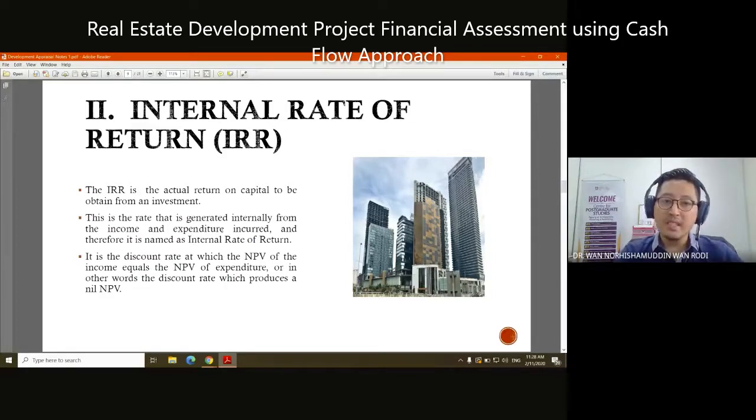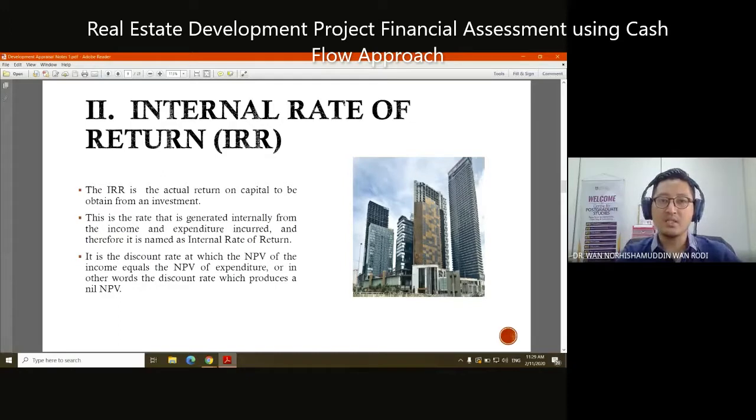Okay, the third one is the discount rate at which the NPV of the income equals the NPV of expenditure, or in other words, the discount rate which produces a nil NPV. So in order for you to get the actual internal rate of return, you need to develop one cash flow using one specific rate that can produce 0 NPV. Okay, so in principle, IRR equals NPV equals 0. That is the principle of IRR.